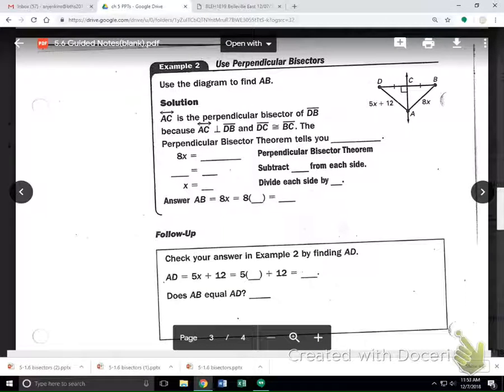We are looking at example 2. Use the diagram to find the distance of AB. So we know that AC is the perpendicular bisector of DB. And we know that AC is perpendicular to DB. And we know that DC is congruent to BC. We see all of that in our photo, right? So the perpendicular bisector tells you, what does it tell us? That they're equidistant from the points, right?